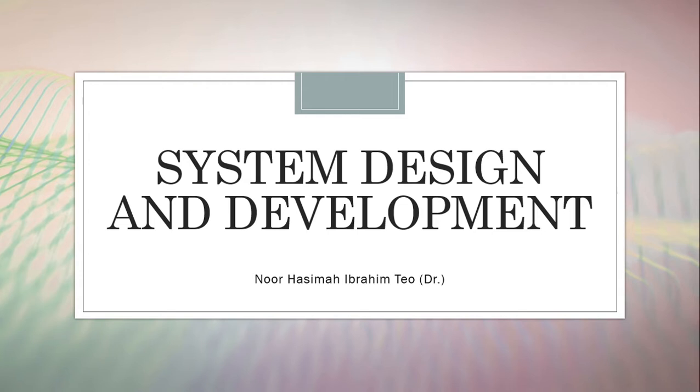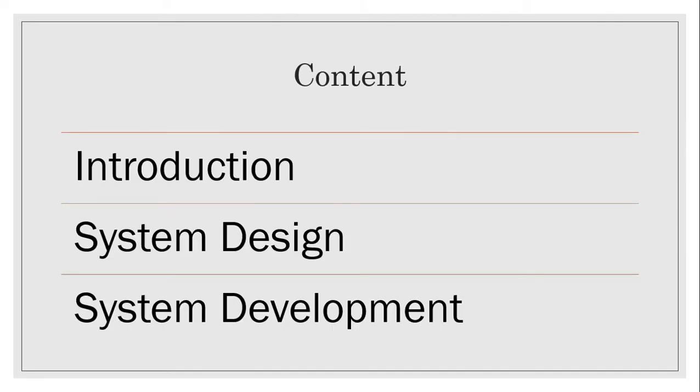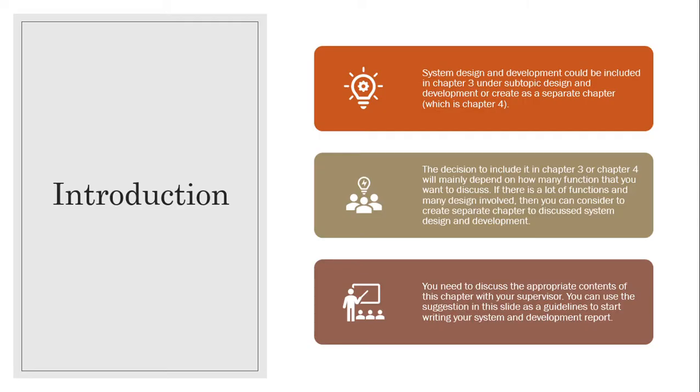This is chapter 4. We have another chapter 5, which is for result and analysis, result and discussions, and we have a chapter 6 for discussions as well. So for today we look into chapter 4, which is system design and development. We will look into the introduction of this chapter, the system design as well as system development.